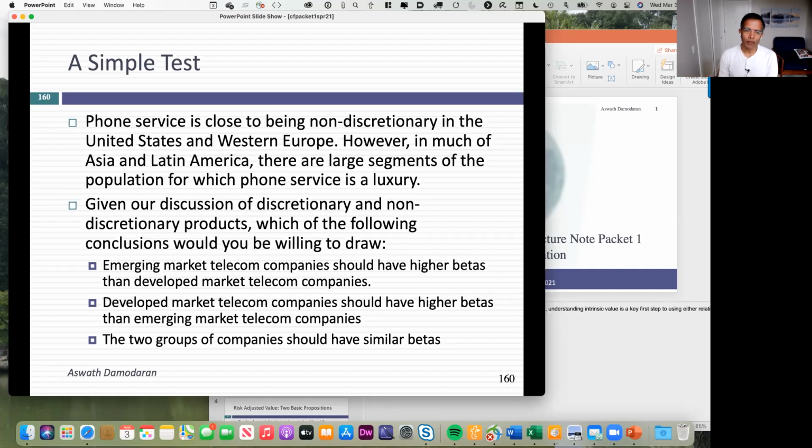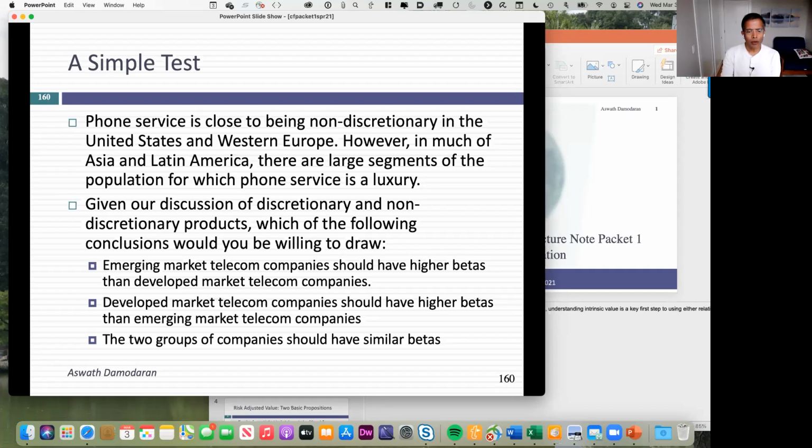You think, so what? One of the things we're going to talk about is how betas can vary across the world. So let's assume, taking my argument of telecom service being discretionary in emerging markets and non-discretionary in developed markets, if you just took that theme and ran with it, would you expect the betas for telecom companies in developed markets to be lower or higher than the betas for telecom companies in emerging markets? Daniel Pritchard, what do you think? I'd say lower. And the argument.